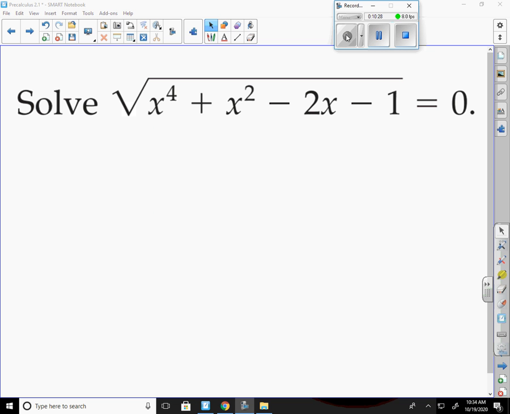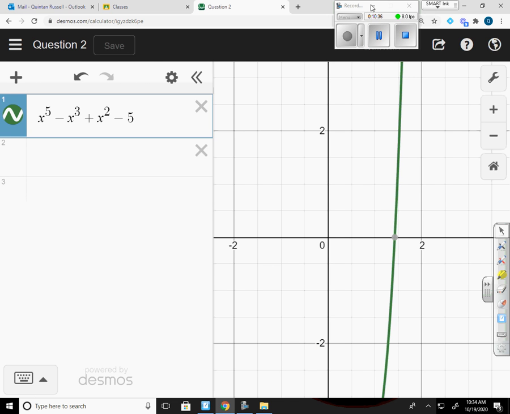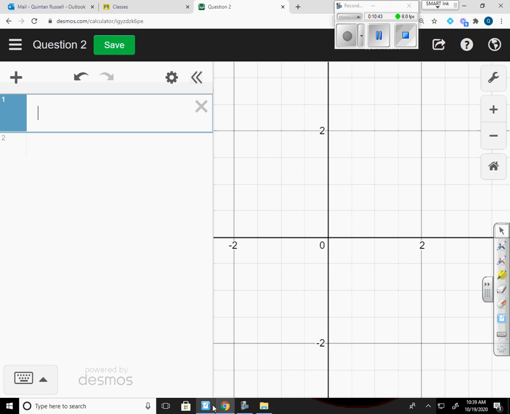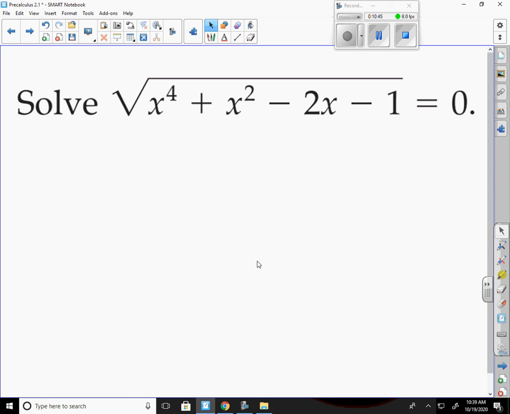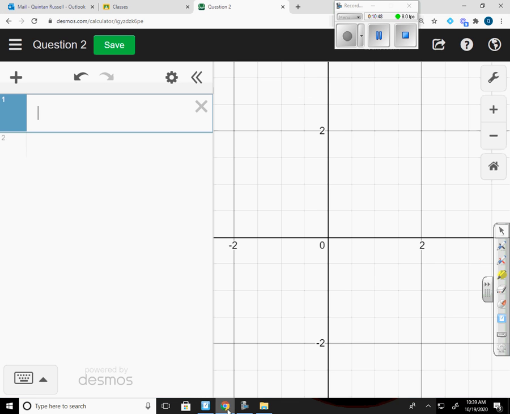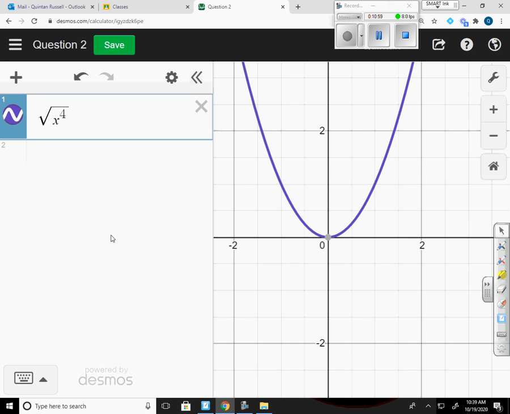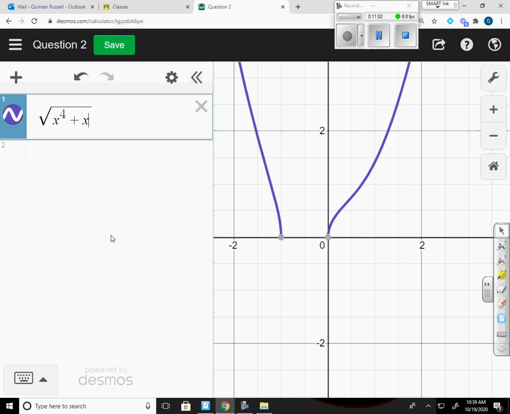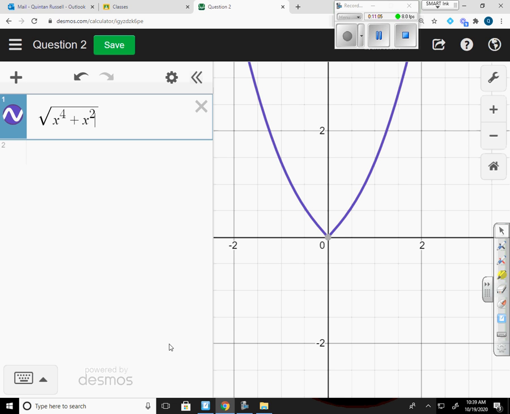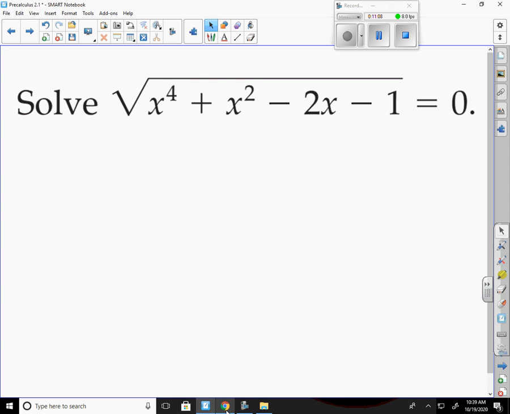Looking at the next one, it's going to be the same thing. Let's just go right in and graph it. This one's already set equal to 0. So let's put this graph in here. We're going to do the square root of x to the 4th. You know, I'm not going to remember this. To get square root, type SQRT, and it puts it in. x to the 4th plus x squared. Already forgot the rest. Minus 2x minus 1.